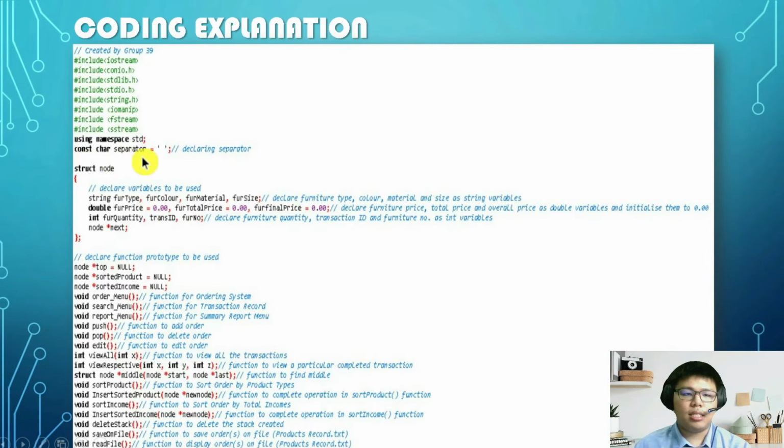Here we declare a separator in constant char for displaying the orders in organized form. In the struct node, we declare variables to be used. Node names are also declared. Several function prototypes to be used are also declared.